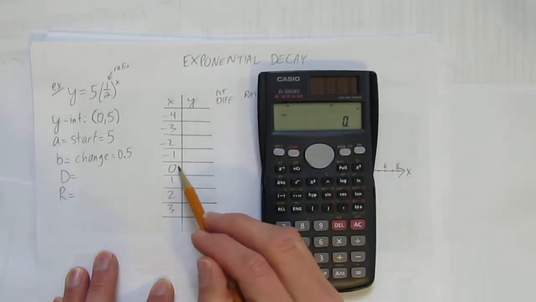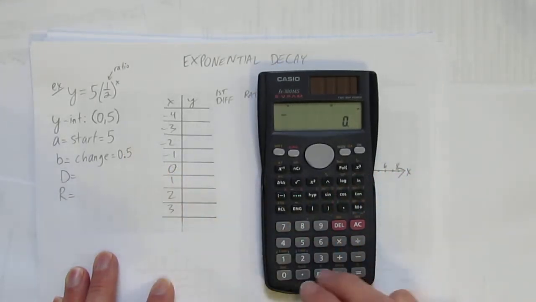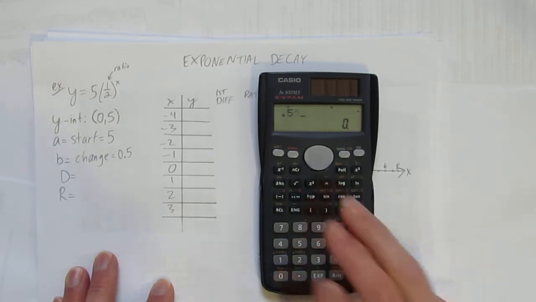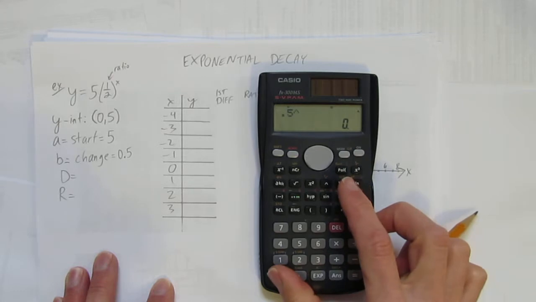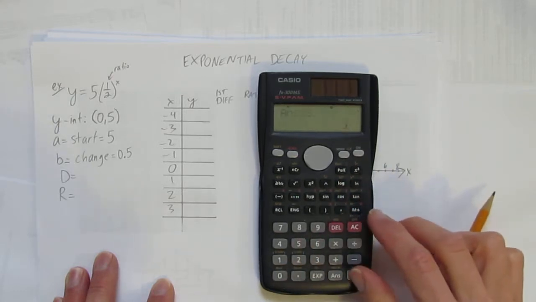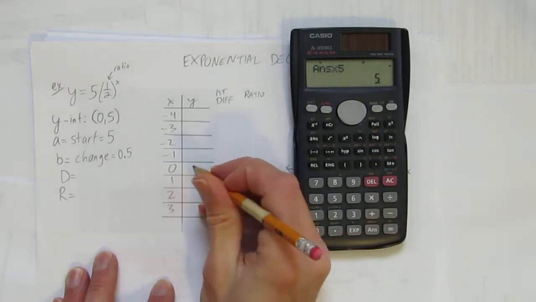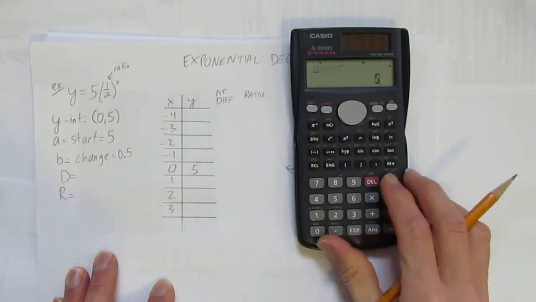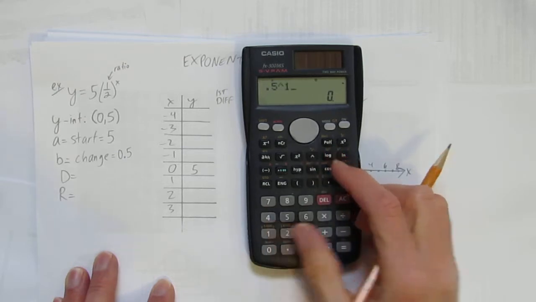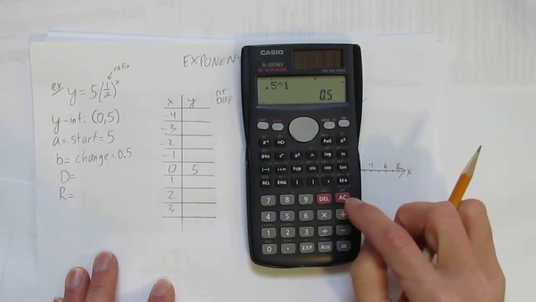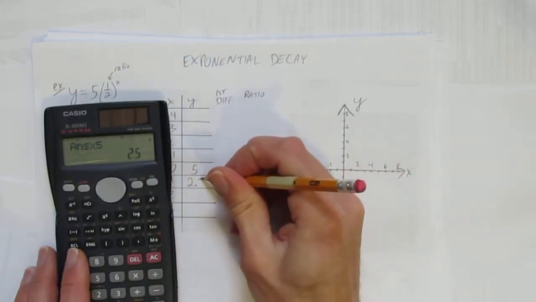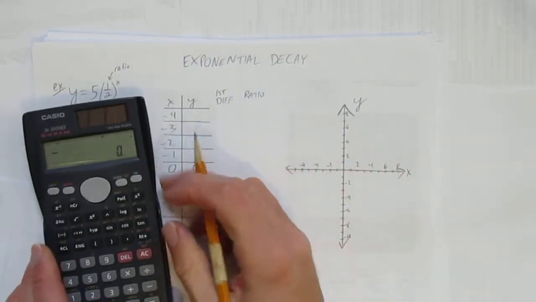And I'm going to start with 0. I'm going to do a half or 0.5 to the power of 0. I hope you can do that in your head, because you should know anything to the power of 0 is 1. Times that by 5, and I get 5. Okay. 0.5 to the power of 1 now. Again, something you can do in your head. That's just 0.5 times 5, and I get 2.5. I'm just subbing into my equation.